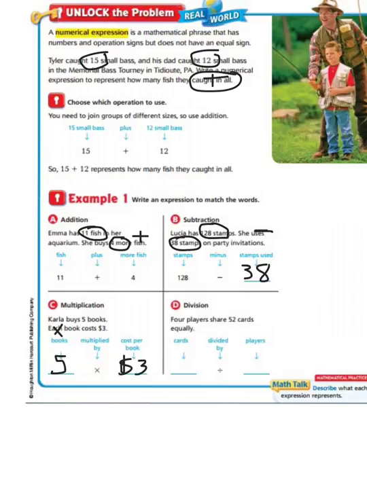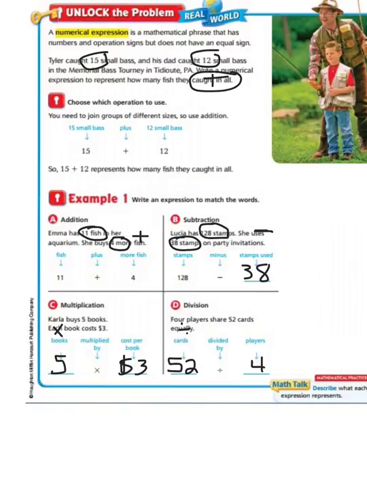Now our last one is a division numerical expression. So it's saying 4 players share 52 cards equally. Well, we know that when we have the total number of cards that they share, we know that's going to be division. So we're taking our 52 cards, because of this equally, we're going to divide them by 4 players or into 4 equal groups. And when we do that, we use division.